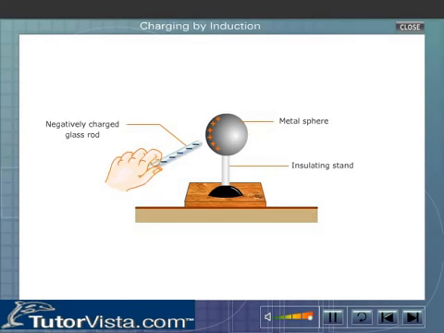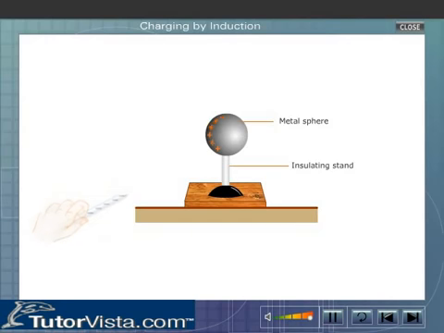Let us see what happens when the rod is removed. The charges spread uniformly over the sphere. Thus we get a positively charged metal sphere.